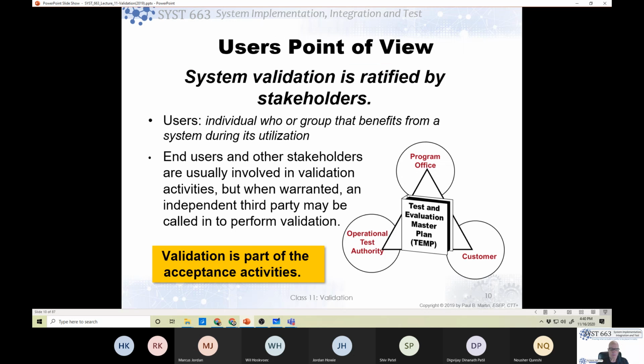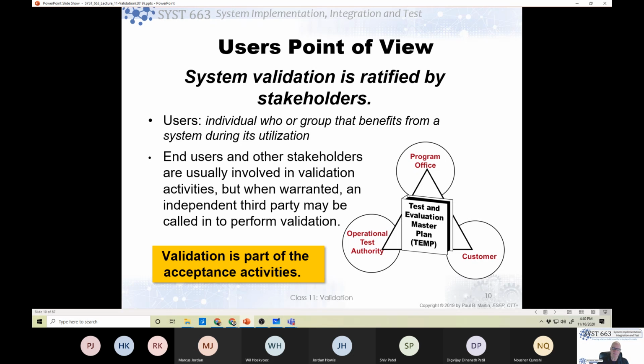All right. Different points of view. System validation is usually ratified by the stakeholder. Whoever benefits from the system usually gets involved, and they are actually the end users, or your stakeholders, or your users are actually working the system and making sure it works. So a lot of times you put validation into the acceptance criteria. Your program office or your customer won't buy it until they confirm or accept that the system does do its mission.